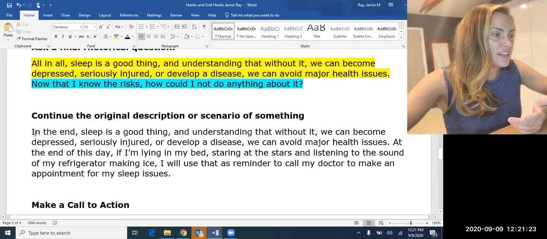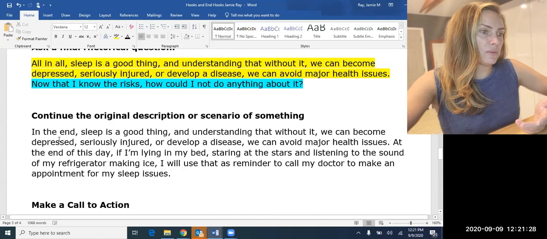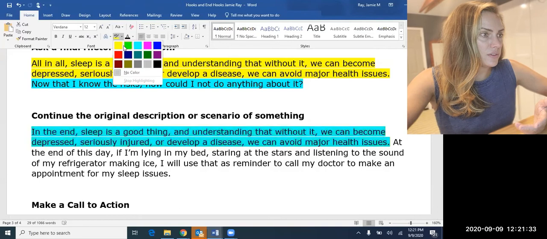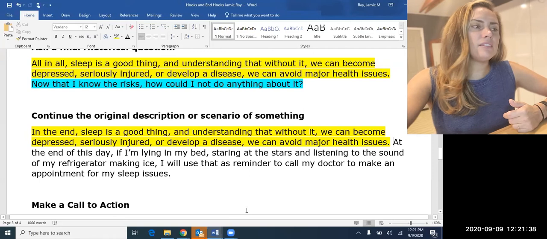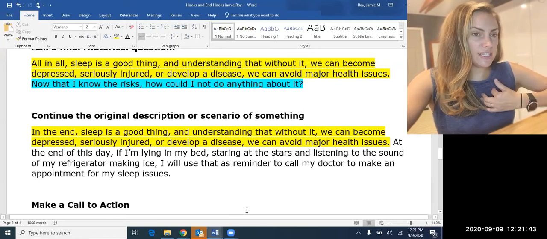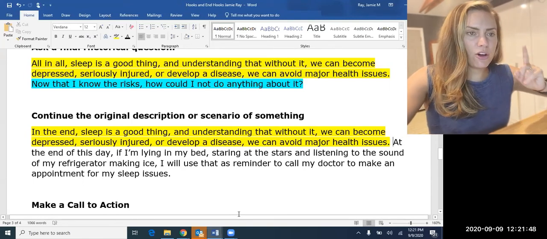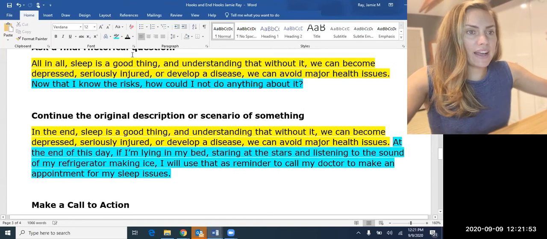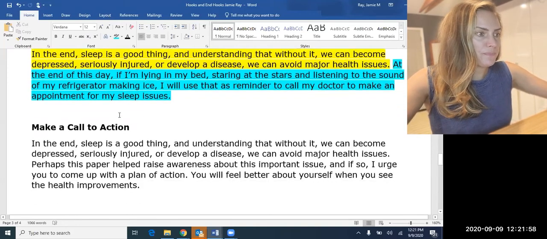thesis. In the end, sleep is a good thing, and understanding that without it, we can become depressed, seriously injured, or develop a disease, we can avoid major health issues. So here's my thesis, restatement, and here's my end hook. At the end of this day, I'm lying in bed. If I'm lying in bed staring at the stars and listening to the sound of my refrigerator making ice, I will use that as a reminder to call my doctor to make an appointment for my sleep issues. I'm just going back to that description to finish this paper and leave the reader with something to remember.